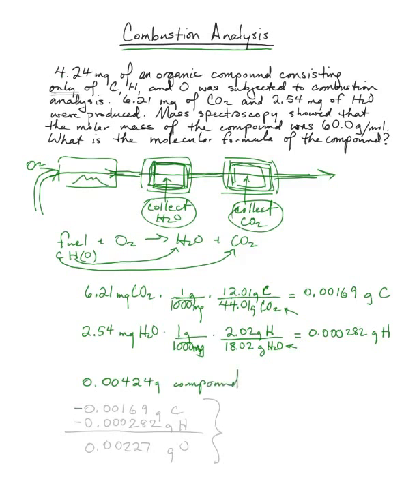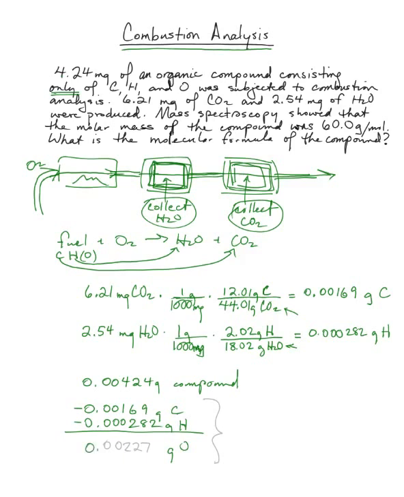But we know, we just figured out, that of that, 0.00169 grams were carbon, and also 0.000282, that's the number of grams of hydrogen. So if we subtract both of those away from this, we can find out the result. The rest of it has to be oxygen. Looking back up at the top, it says only carbon, hydrogen, and oxygen was in the compound. And so we just figured out how much carbon there was, we figured out how much hydrogen there is, and the rest of it has to be oxygen.